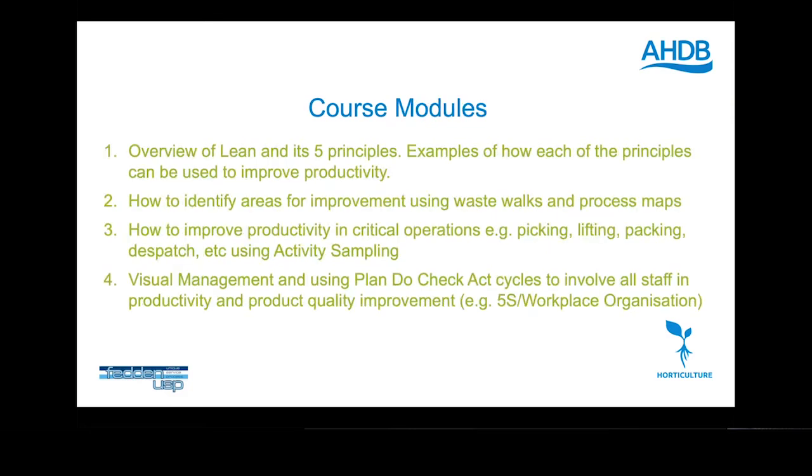That's just an overview of what we've done so far. We've taken you through the Lean principles. We've shown you how to identify areas within your business to carry out improvements, and some specific things: David covered things like activity sampling. And this module is all about the concept of how you keep it going, using things like visual management, the plan, do, check cycles, and 5S and workplace organisation, which is what today's session is all about, to sustain the improvements and hopefully generate more.